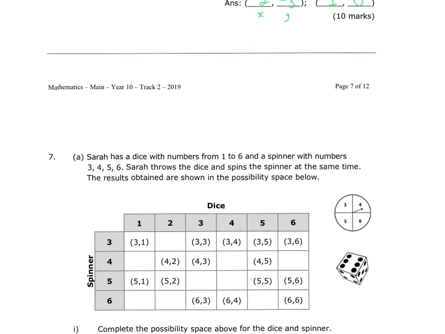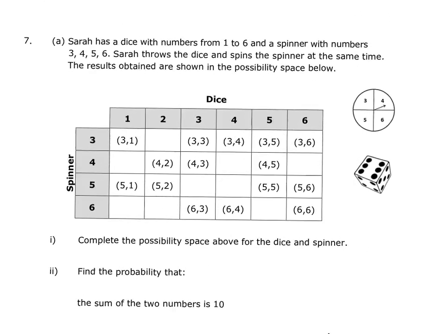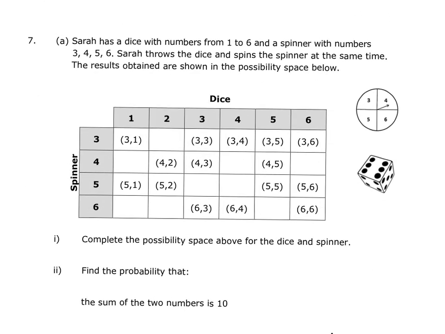Next page, next question, 7. Sarah has a dice, so we have probability here. Sarah has a dice with numbers from 1 to 6, and a spinner with numbers 3, 4, 5, 6. Sarah throws the dice and spins the spinner at the same time. The results obtained are shown in the possibility space below.